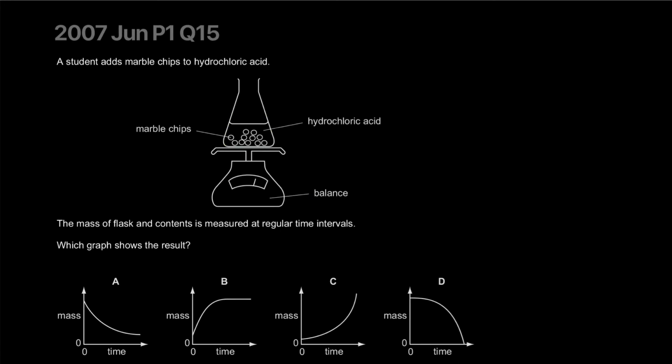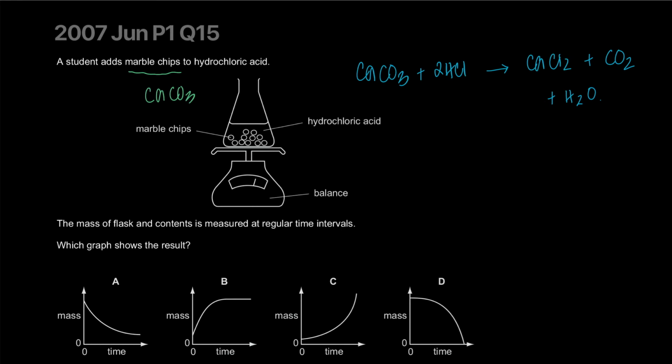A student adds marble chips to hydrochloric acid. Marble chips are calcium carbonate. Calcium carbonate is going to react with 2 molecules of HCl, right, to form calcium chloride, carbon dioxide, and water. Interesting, right? From the products, carbon dioxide is a gas and it'll just escape.